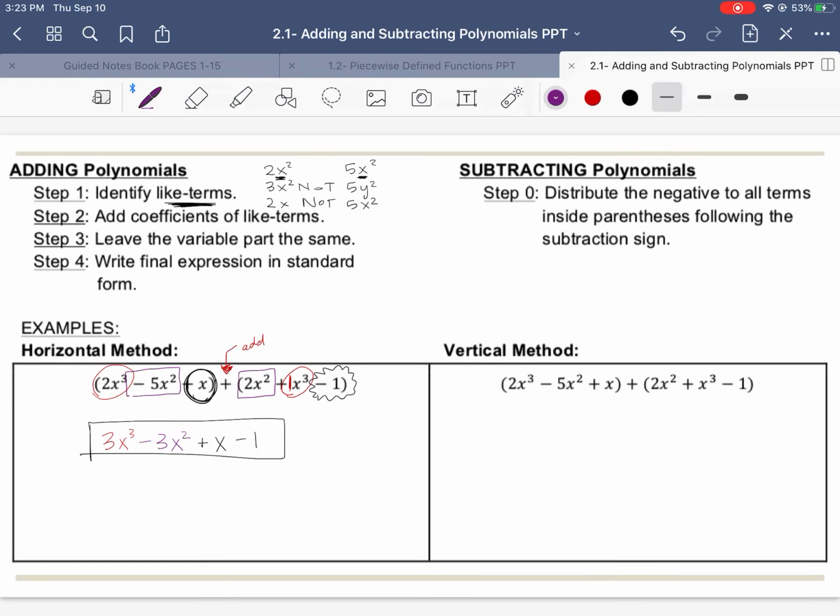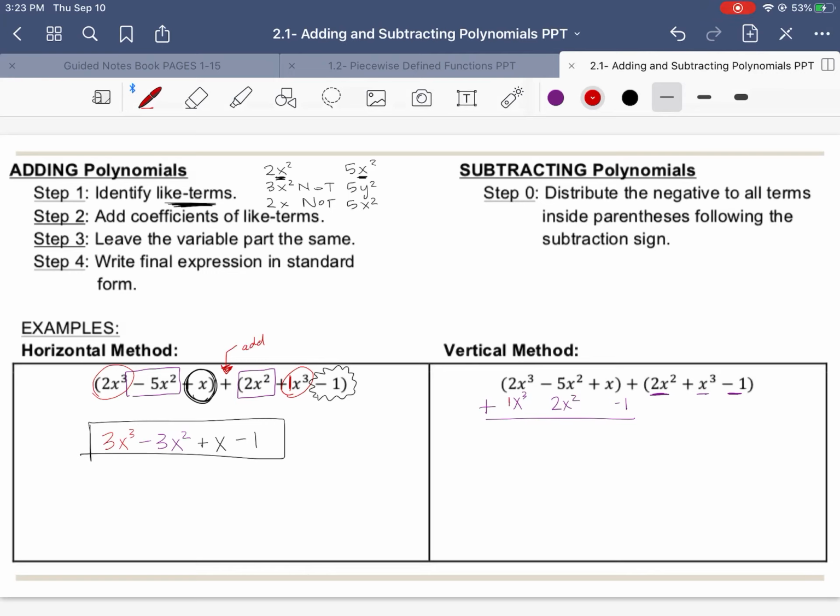So sometimes if I find a like term like this x cubed, I can put them underneath this one. And then my x squareds, I can put them under the other x squareds. X doesn't have a like term, and then I need to put my negative 1 somewhere, so maybe I bring him over here. And then it's like an addition problem. So for some people, it helps to kind of stack them up.